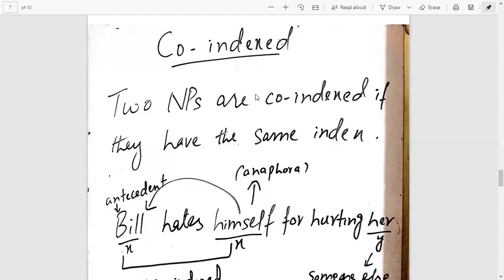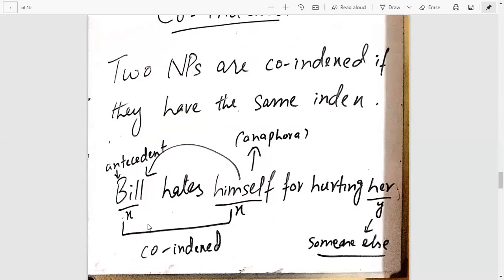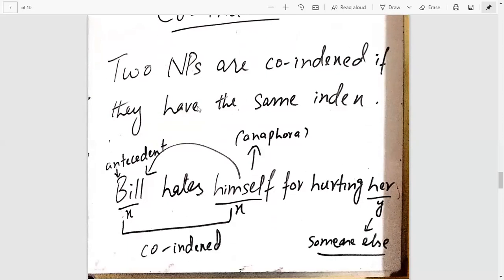So this is co-index or co-indexation. What is co-index or co-indexation in the binding theory? Two NPs are co-indexed if they have the same index. So two noun phrases will be co-indexed in the sentence or phrase or clause if and only if they have the same index. For example, in this case, Bill hates himself for hurting her.